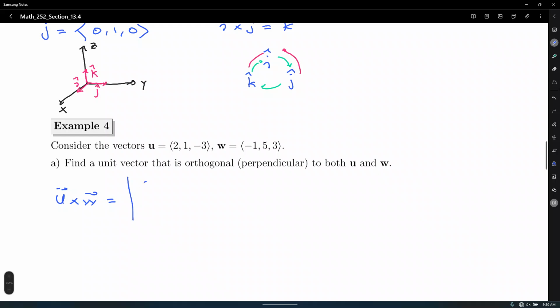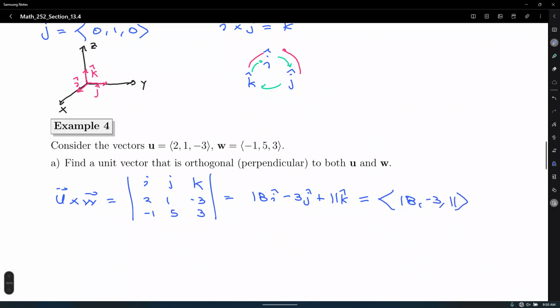That is i, j, k, 2, 1, -3, -1, 5, 3, and I'm just going to give you the result. I don't want to spend a lot of time doing the cross product. I think you guys know how it works, how to repeat the two columns, or use the definition. So that's going to give us the vector 18i minus 3j plus 11k. In component form, 18, -3, 11.